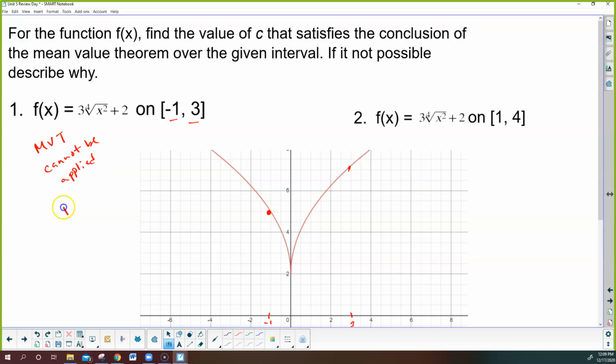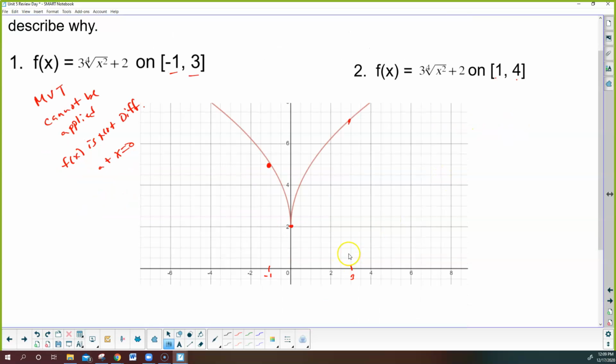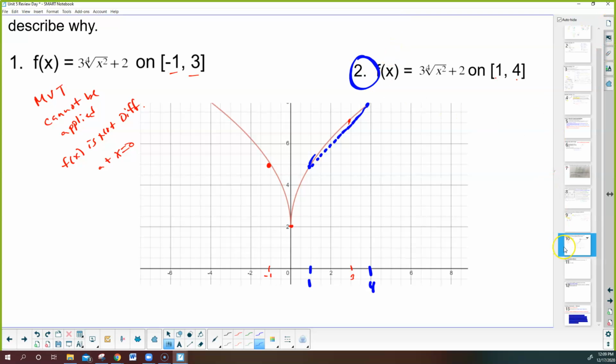And the reason is f of x is not differentiable at x equals 0. See how there's a cusp right here? The derivative does not exist, so you cannot apply the mean value theorem. But if I take the same problem and I shift it over from 1 to 4, so here's 1 and here's 4, notice that is a smooth continuous function, so the average rate of change is equal to the instantaneous rate of change. So this one you can apply the mean value theorem and you'd work through it like we would normally.